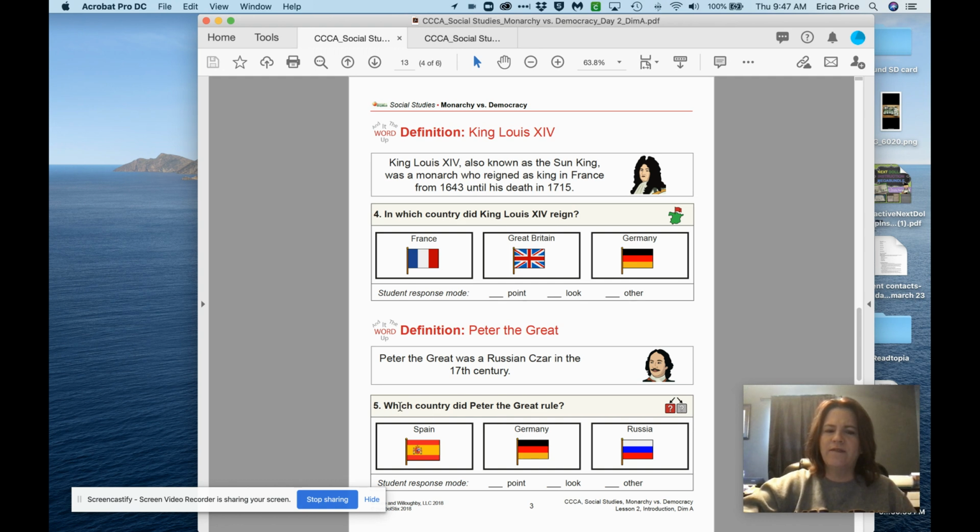So question number 5 is asking us, which country did Peter the Great rule? Spain, Germany, or Russia? If you don't remember, look back up here in your text. See if you can find it.